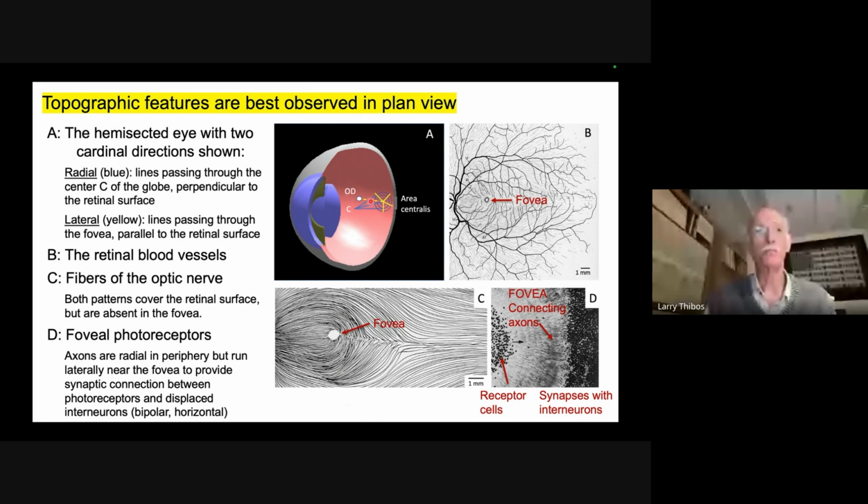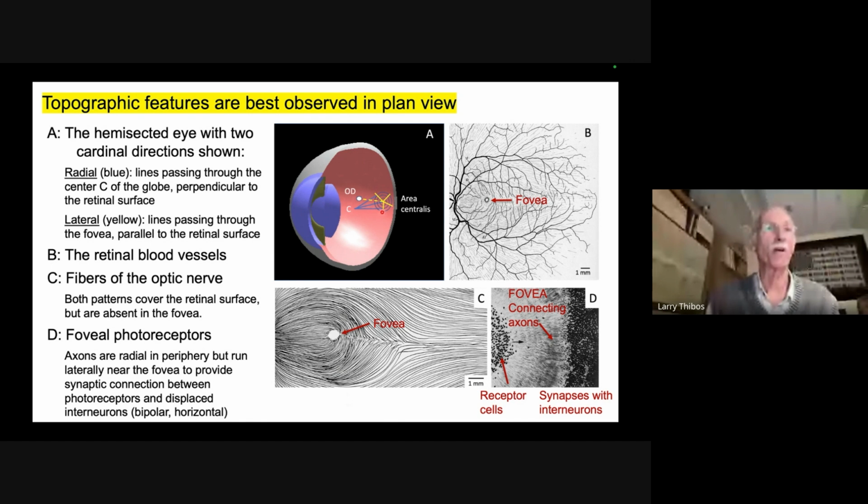Let me explain each of these 4 diagrams. The first diagram shows the eye as a hemisected view, and it establishes a terminology convention for 2 important directions. One is the radial direction. That's these little blue lines. These are lines through the center of the globe, and they pass perpendicular to the surface of the retina. They are to be compared with the yellow lines, which are in the surface of the retina, running laterally, parallel to the surface of the retina.